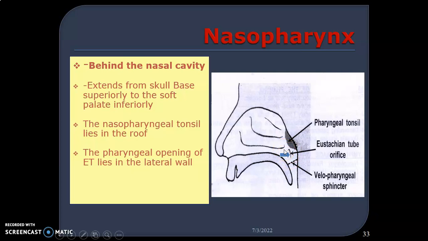So when they ask you to discuss the gross anatomy of the nasopharynx, it's the first portion of the pharynx that extends from the skull base superiorly to the soft palate inferiorly, and it contains the nasopharyngeal tonsil on its roof, and on the lateral wall there is the pharyngeal opening of the eustachian tube. It communicates anteriorly with the nasal cavity through the choana, and inferiorly communicates with the oropharynx.